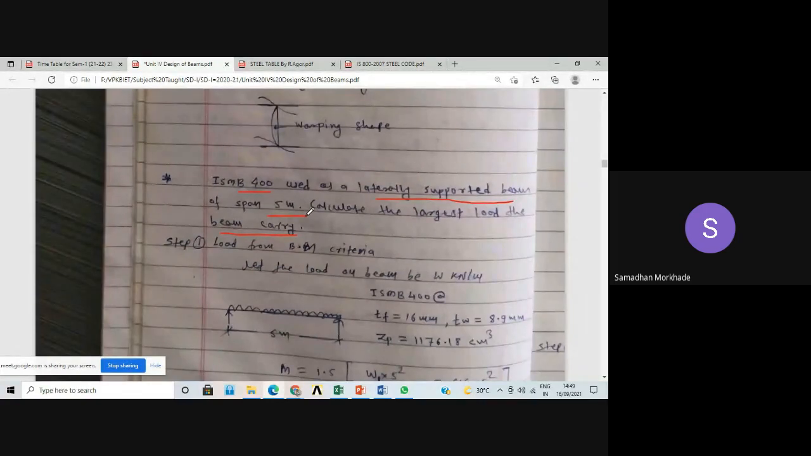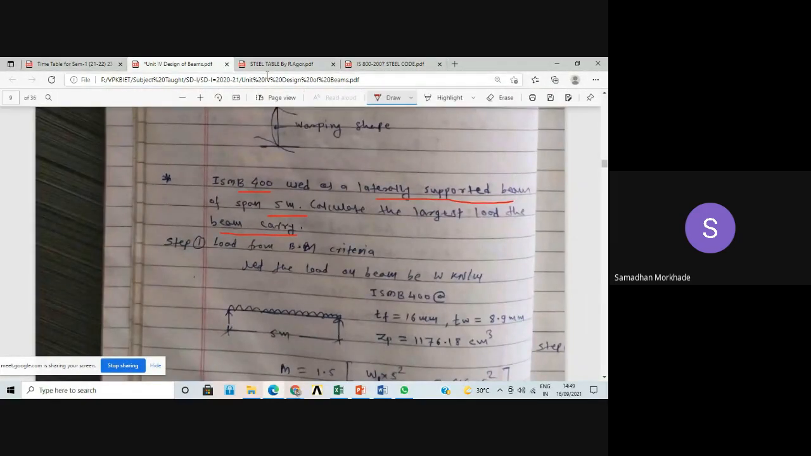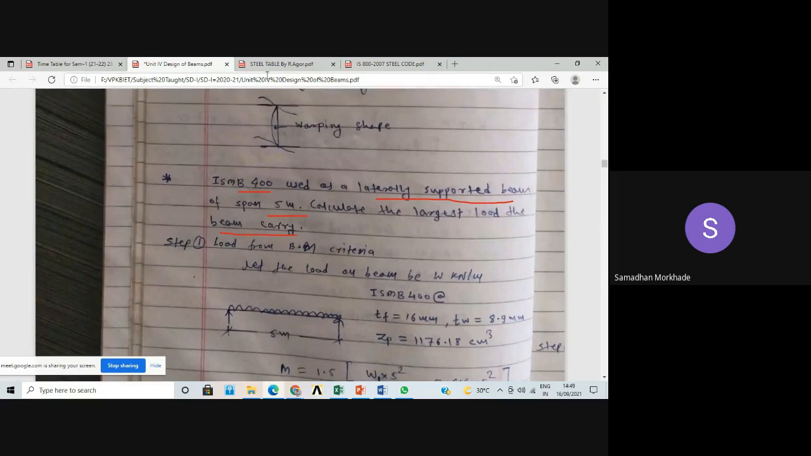To understand these problems, first of all we must know what the different actions are that a beam is subjected to. When any beam is subjected to a transverse load, there will be bending moments, a shear force, and deflections. So we have to consider these three criteria. First of all we are going to calculate the load from the bending moment criteria.